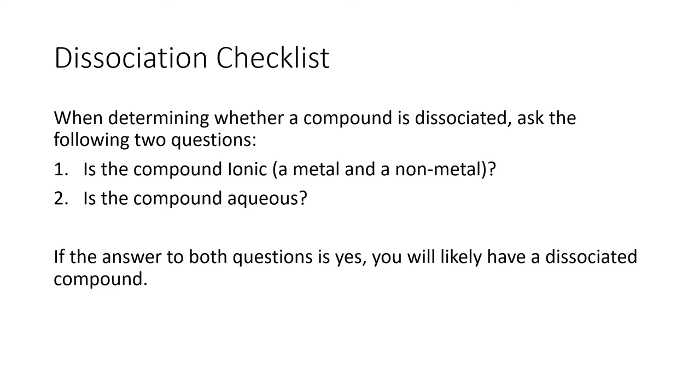So when you're trying to determine whether or not a compound is dissociated, ask the following two questions. First of all, is the compound ionic? Is it made up of a metal and a nonmetal? And second, is the compound aqueous? If it's a solid, if it's a liquid, or if it's a gas, it will not be dissociated, only if it is in the aqueous form. And so if the answer to both questions is yes, you will almost certainly have a dissociated compound.